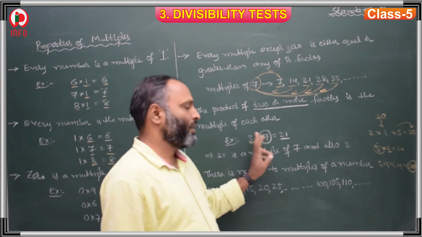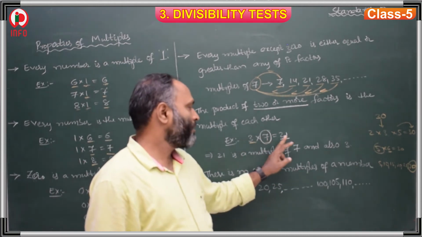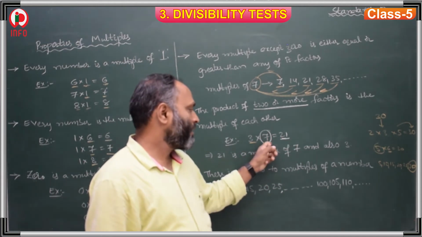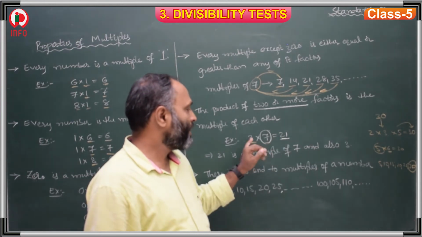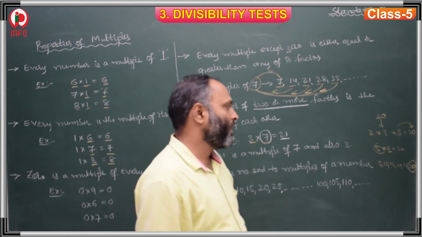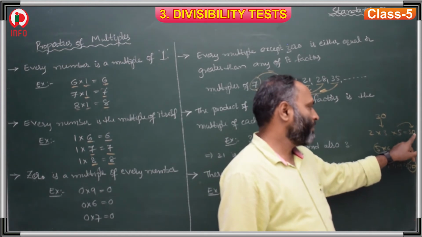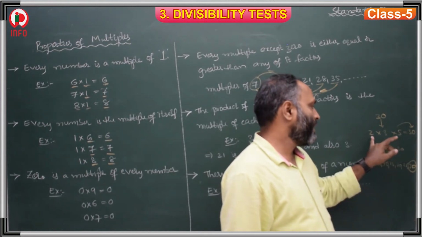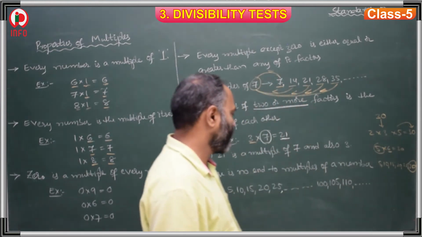Here 2 numbers are there. The product of the 2 numbers is 21. A multiple of 7 is 21 and a multiple of 3 is also 21. In the same way, a multiple of 5 is 30, a multiple of 3 is 30 and a multiple of 2 is 30.